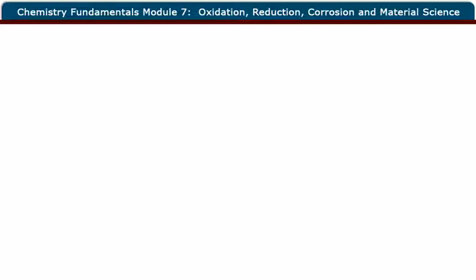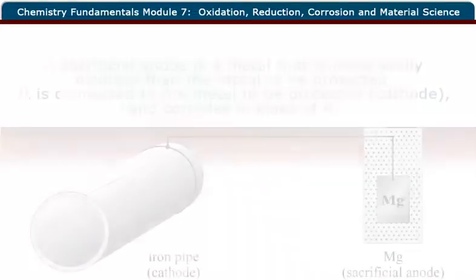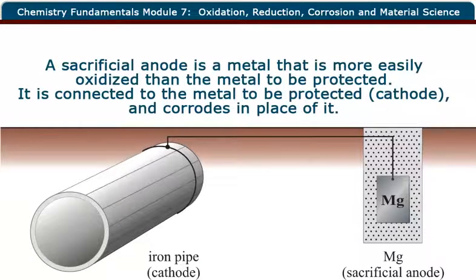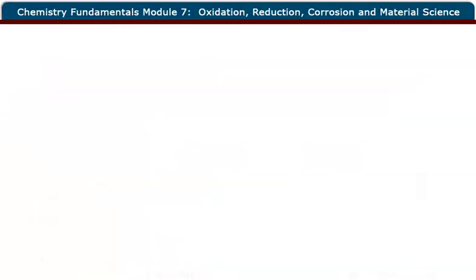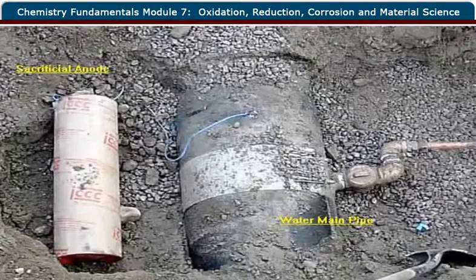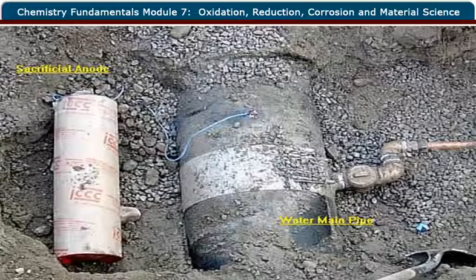The process of galvanic corrosion also has a beneficial application, using sacrificial anodes. A sacrificial anode is a metal that is more easily oxidized than the metal to be protected. It is connected to the metal to be protected and corrodes in place of it. Here is an example of a sacrificial anode, on the left, attached to the water main pipe on the right. The iron water main pipe is exposed to the environment and we don't want it to rust through. So every once in a while the sacrificial anode is replaced as it rusts in place of the water main pipe.